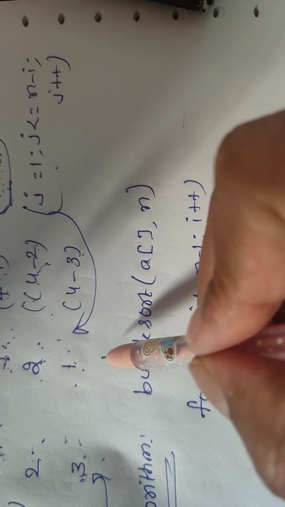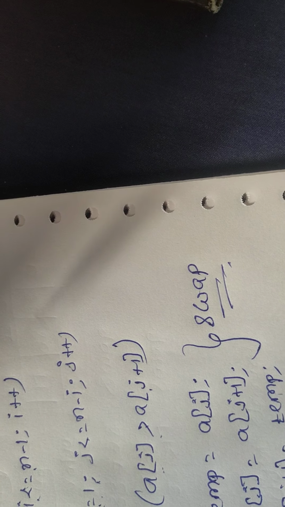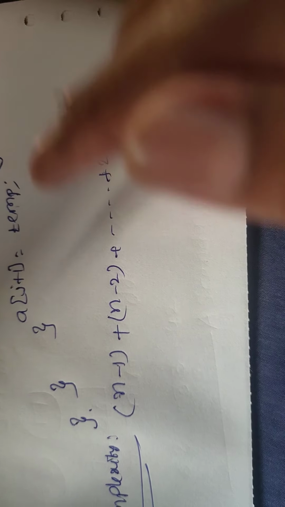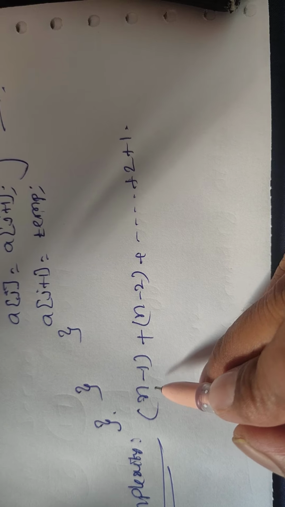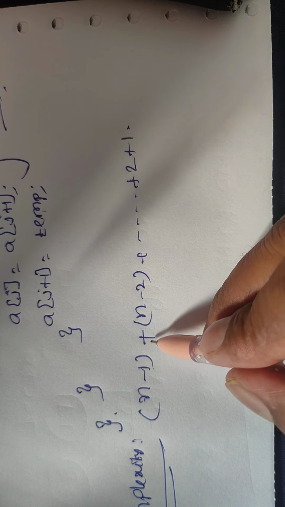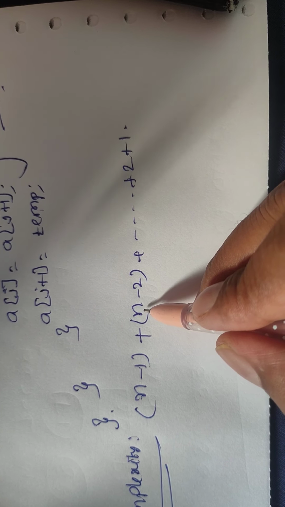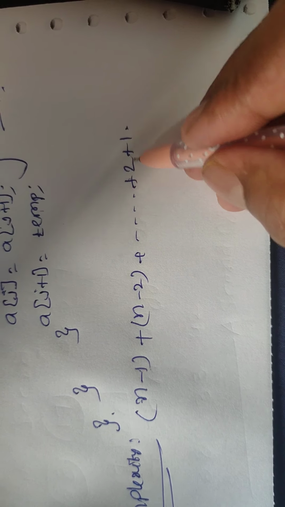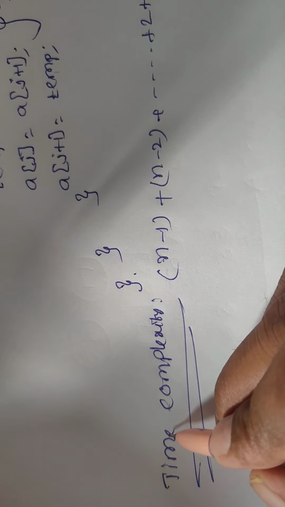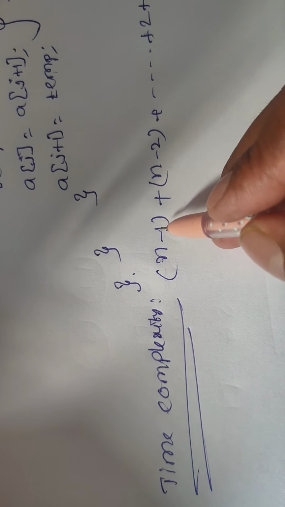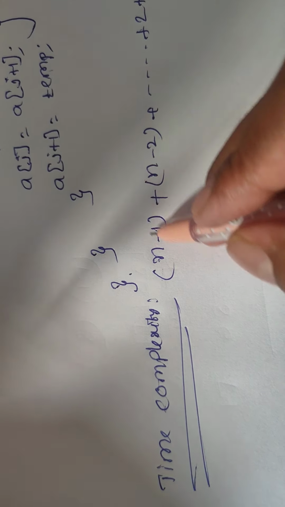What is the last step? That is 1. That means plus 2 plus 1. For example, let us take n equal to 5. 5 minus 1 is 4, 4 plus 3 plus 2 plus 1. So this is the comparison count. This is nothing but the time complexity, that means how much time will be taken to complete the sorting.